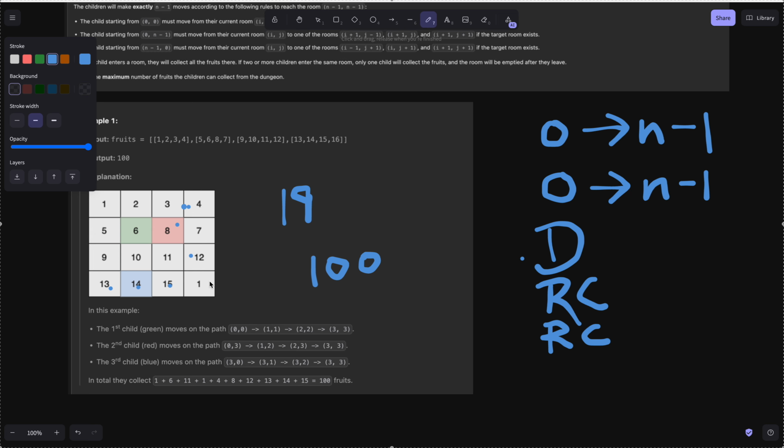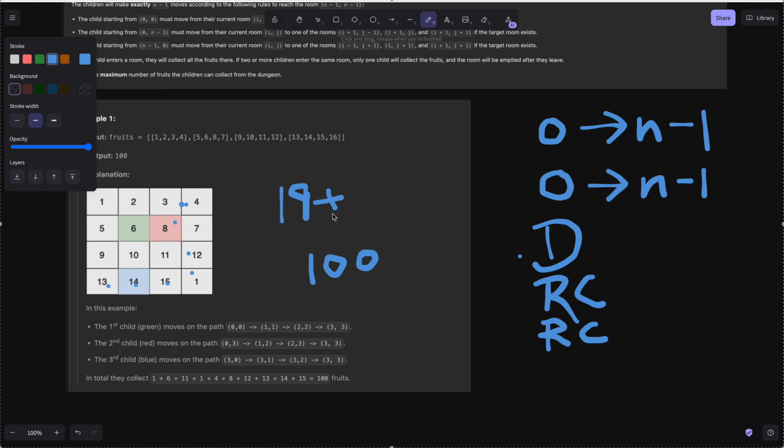Why is 1 not counted? Because here the first child reached, and the value for this won't be counted now. Hence, the answer would be 19 plus 4 plus 7 plus 12 plus 13 plus 14 plus 15, which will be equal to 100. Hence, 100 would be our answer.